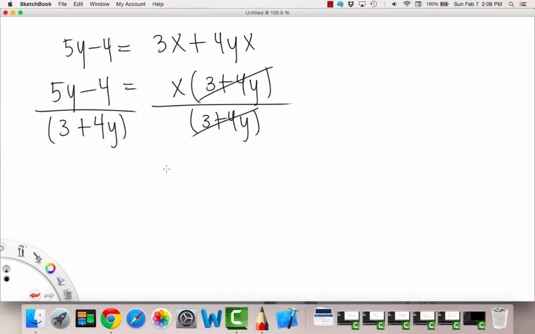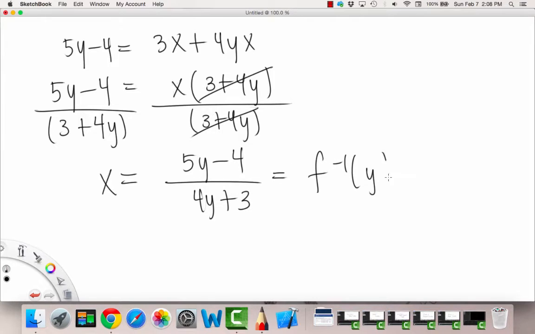Those cancel out, and we finally get x is equal to 5y minus 4 over 3 plus 4y, or we could also write 4y plus 3. And that is the inverse of our original function.